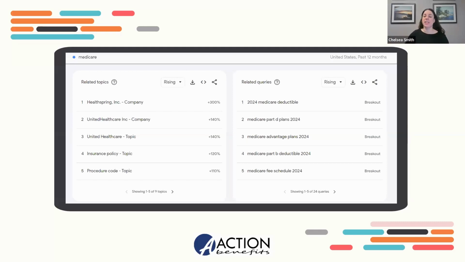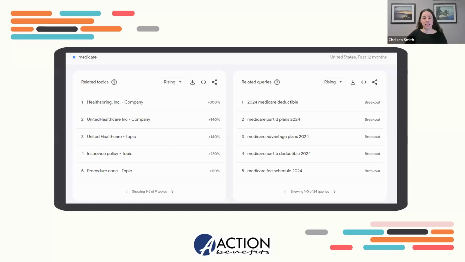Okay. So a search term is a term that refers to a specific word or phrase that users are searching for on Google. Once you enter that term into Google Trends, you're looking at the search interest for that specific term over time, right? So if you typed in Medicare, the most related topic is Health Spring Incorporated, which is a company, and as you can see on the right of that box, the amount of searches for that has increased 300%. So it is considered a rising, interesting topic. Since we don't want to draw more attention to that company, we're going to leave that alone. We're not interested in that, but it's cool to know, right?